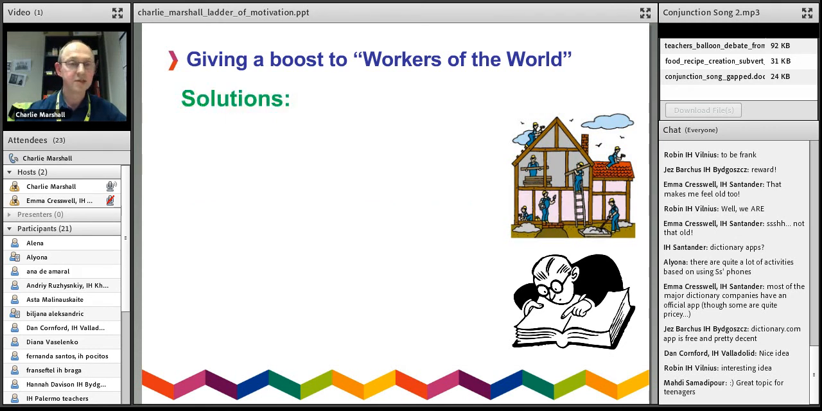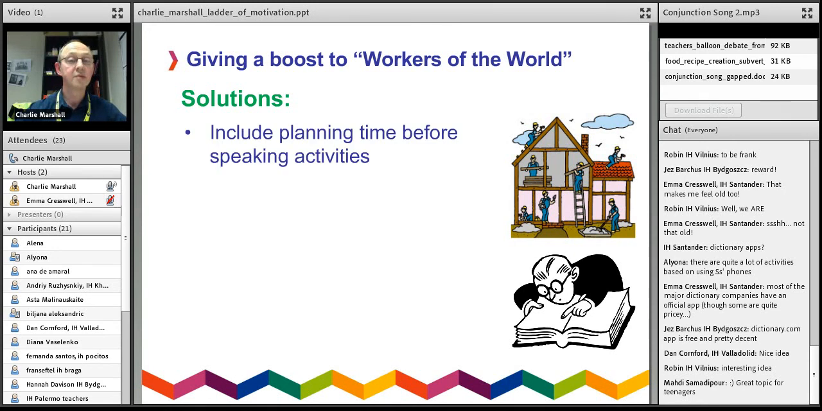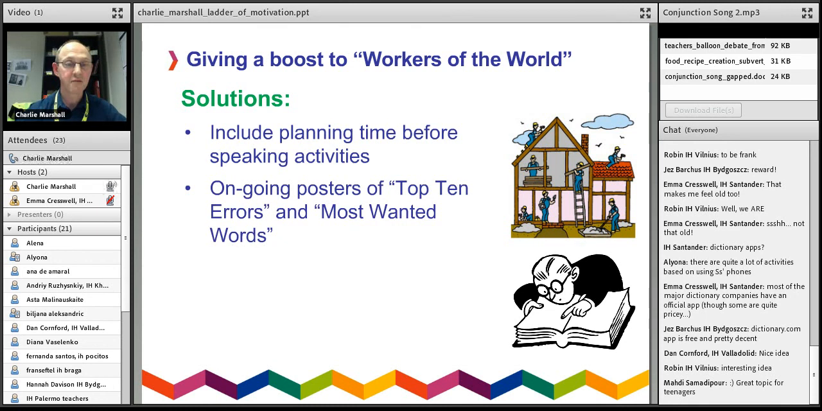So one of my ideas, solutions, is to include some planning time before speaking activities. And that could just be thinking time. So before students have to open their mouths and speak, they have 1 minute to think, or they could have 1 minute to jot down some ideas. People who teach IELTS will recognize this as something that happens in every IELTS speaking exam, but it's something I've done a lot in speaking classes, and I found it really helps. Another idea is to have ongoing posters that you keep adapting and updating with top 10 errors or the most wanted words, for the words that students are most often searching for and can't find.